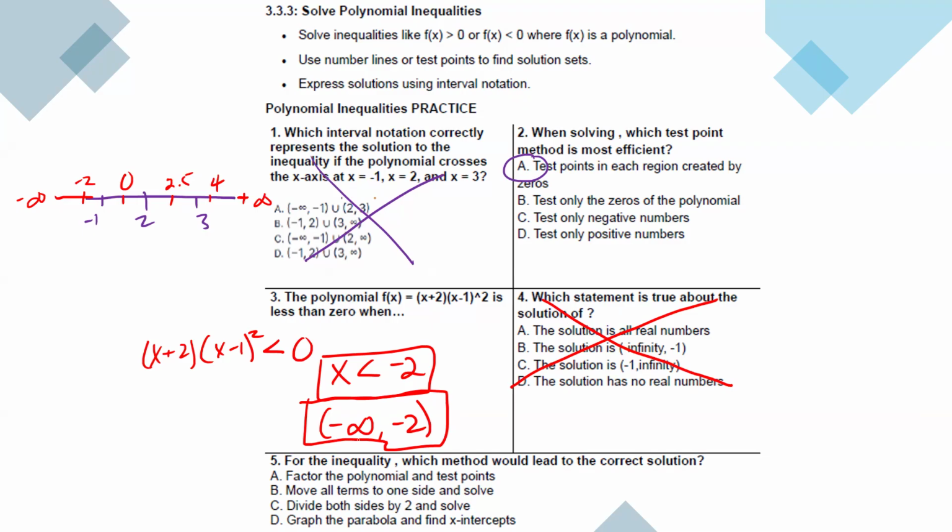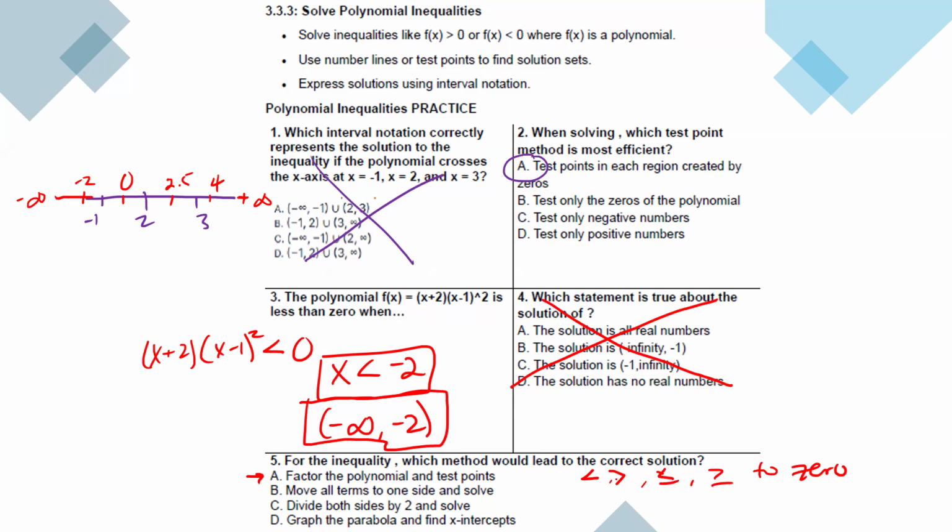For the inequality, which method would lead to the correct solution? Okay, so what we want to do is, when possible, we're going to factor the polynomial and find the test points. But this is when it's equal to 0. So there's a lot of things that have to take place. So for the inequality, it needs to be less than, greater than, less than or equal to, greater than or equal to 0. Okay, so that's the first thing we want to make sure.